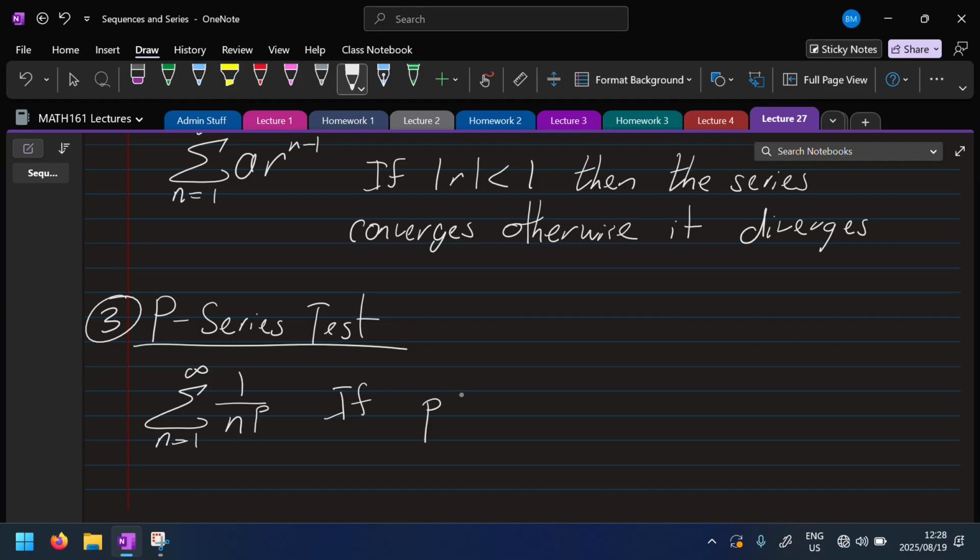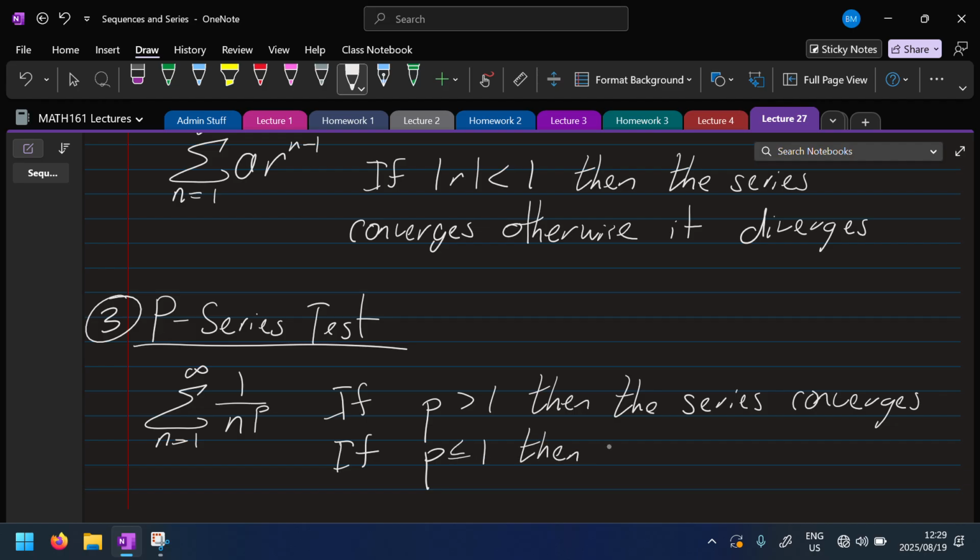So if p is greater than 1, then the series converges. If it's not greater than 1, if it's less than or equal to 1, then the series diverges. Okay, so same rule as we did with the improper integrals.